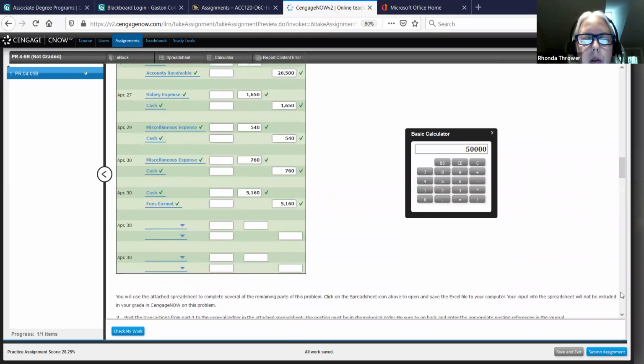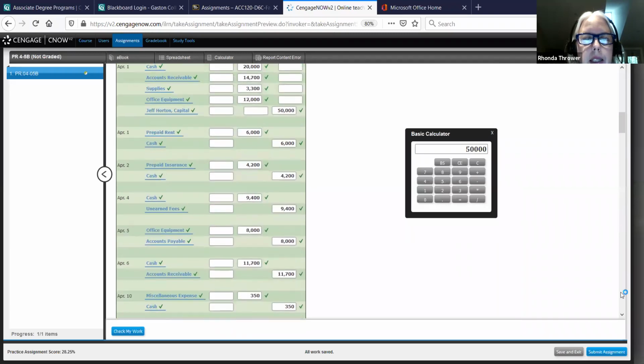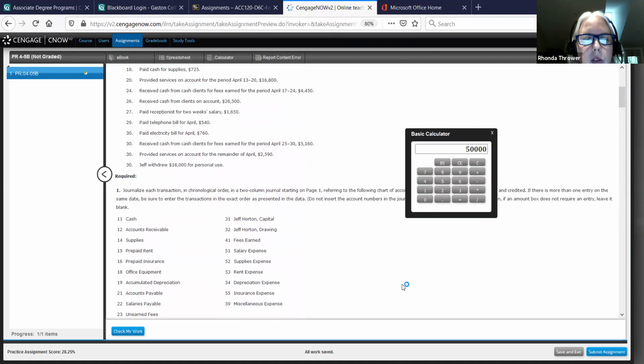All right, so on the next April 30th transaction, we are providing services on account for the remainder of April. They're on account, so we're going to charge our customers or we're going to send them an invoice. So it's going to be accounts receivable, and it's also going to be fees earned for $25.90.